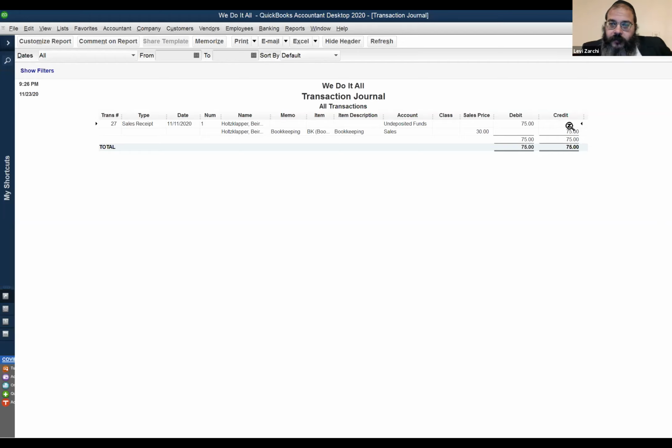When you make the sale, it's revenue, it's sales, the sale credit, and debit the asset undeposited funds. You put it in the bank, you get a credit on undeposited funds, you debit bank.